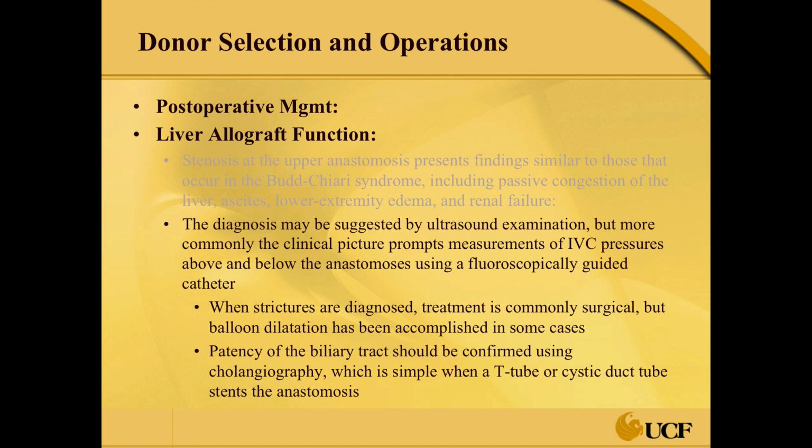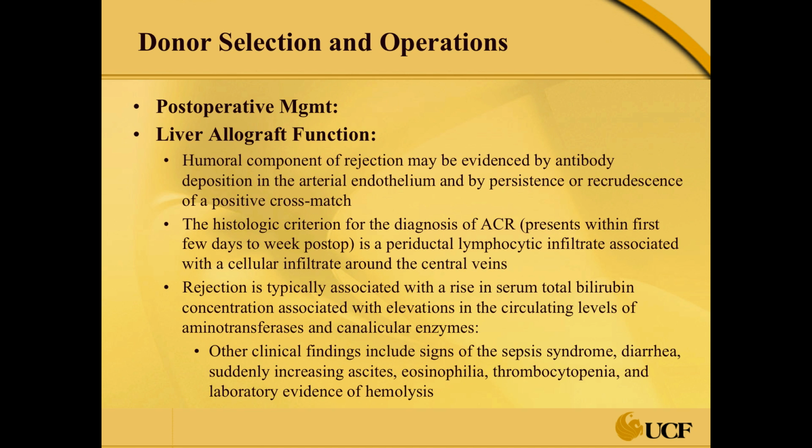Okay, the diagnosis may be suggested by ultrasound examination, but more commonly, the clinical picture prompts measurements of IVC pressures above and below the anastomosis site using fluoroscopically guided catheters. And when strictures are diagnosed, treatment is commonly surgical, but balloon dilation can, in some cases, fix the issue, and patency of the biliary tract should be confirmed using cholangiography, which is simple when a T-tube or cystic duct tube stents the anastomosis. All right.